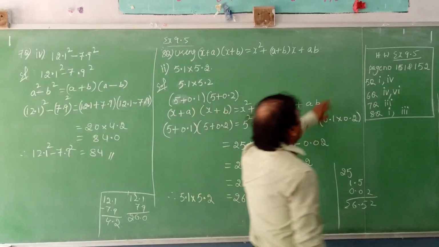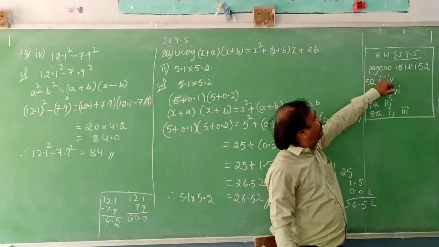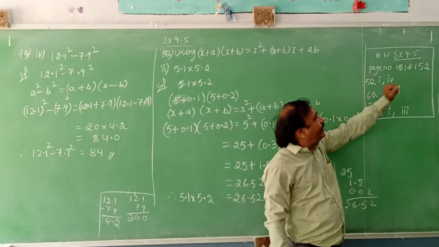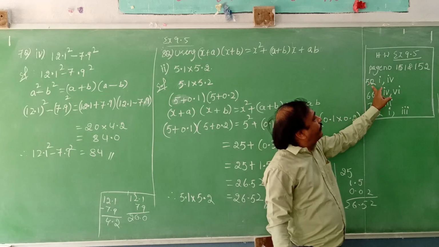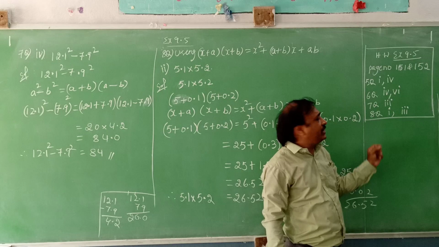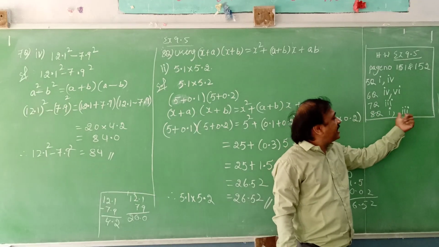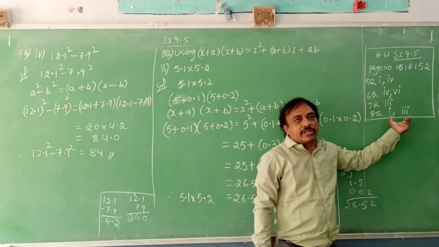Children, we have some homework questions here. Exercise 9.5, page number 151 and 152. Fifth question, first and fourth bit. Sixth question, fourth and sixth bit. Seventh question, third bit, and eighth question, first and third bit. These are the homework questions.